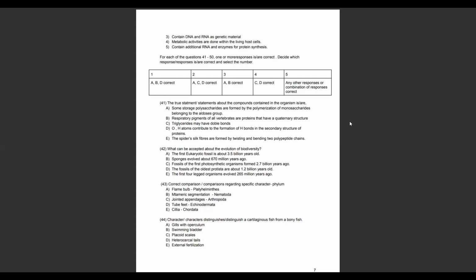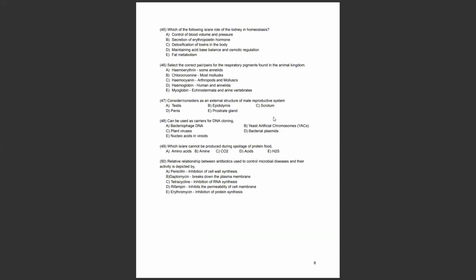Then question number 45. Which of the following is or are roles of the kidney in homeostasis? Control of blood volume and pressure, yes, that is correct. Secretion of erythropoietin hormone, that is also correct. Detoxification of toxins in the body, no, that is done by the liver. Maintaining acid-base balance, correct. Fat metabolism, no, takes place in the liver. So the answer A, B, D, right? A, B, D, correct. Answer should be the first answer.